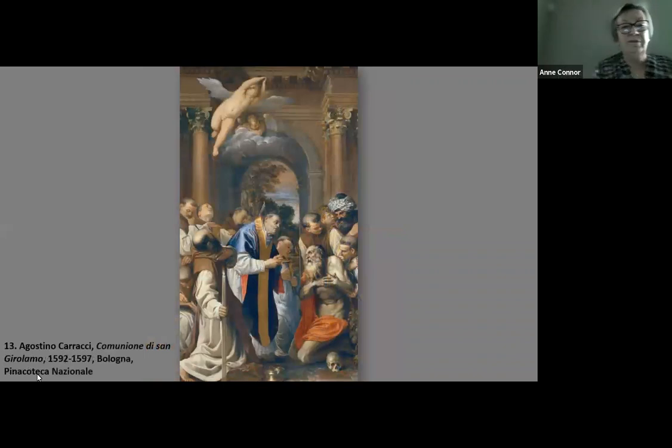The Communion of St. Girolamo, very different color scheme, much softer. But again, we have the nice arch, the architecture there at the back, proper perspective. But St. Girolamo, they're giving him the communion, as you can see, and then some exotic figures with turbans participating in the crowd.